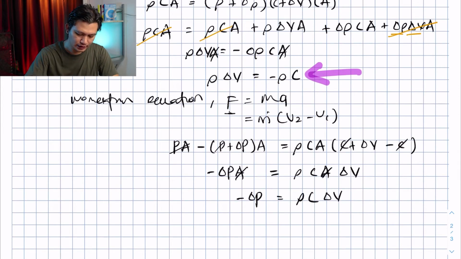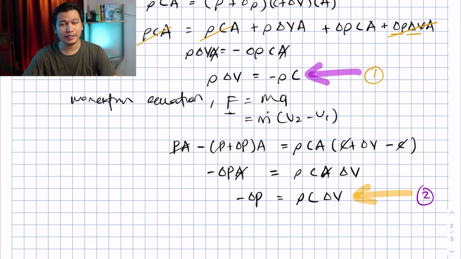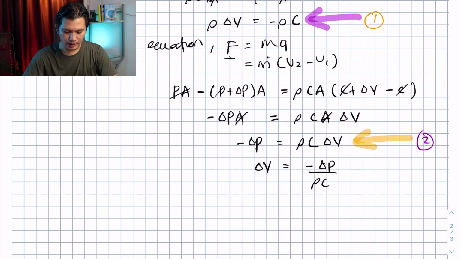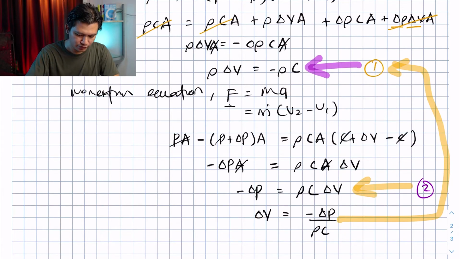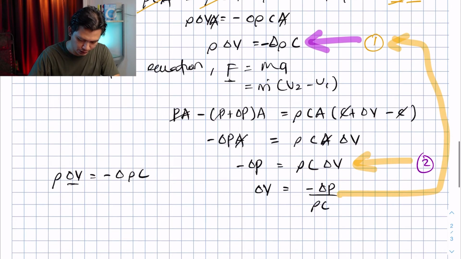And here is our second equation. Okay, so this is our equation number 1. And this is our equation number 2. Okay, and we're going to use these two equations to find the solution. And I'm going to use delta V as the title, right? So delta V is minus delta P over rho C. Okay, and this here, I'm going to put it into here. Okay, and before that, I think we missed something here. This is going to be minus delta rho times C. Okay, so rho delta V equal to minus delta rho times C, and we know what delta V is.